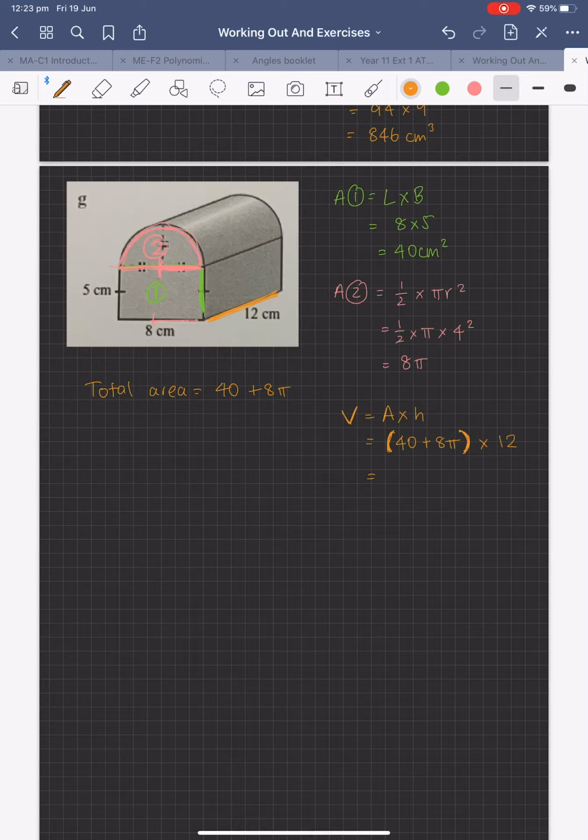I will write it as an exact value because I don't have my calculator, so I'll do the 12 times 40 first, which is 480, plus 8 times 12, which is 96. I can put that in my calculator and get the answer to however many decimal places. One is probably enough. It will give me the volume.